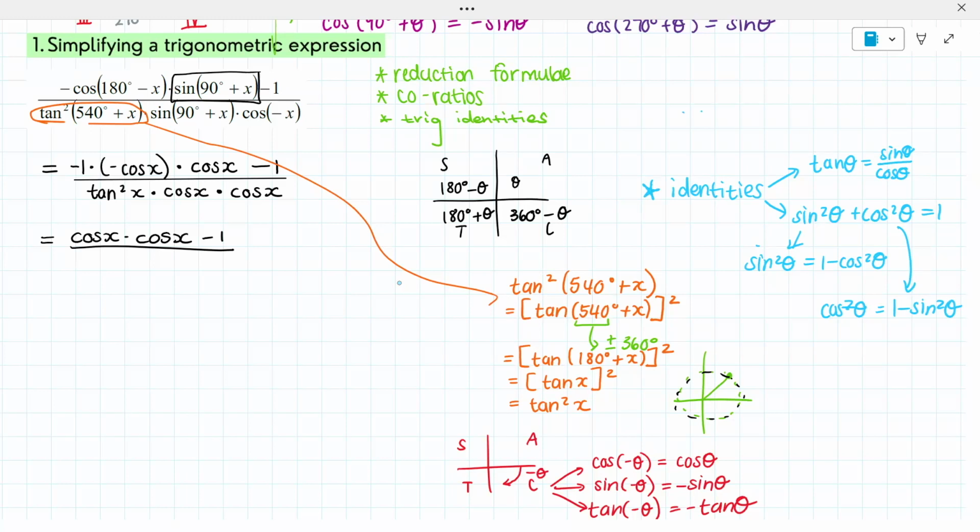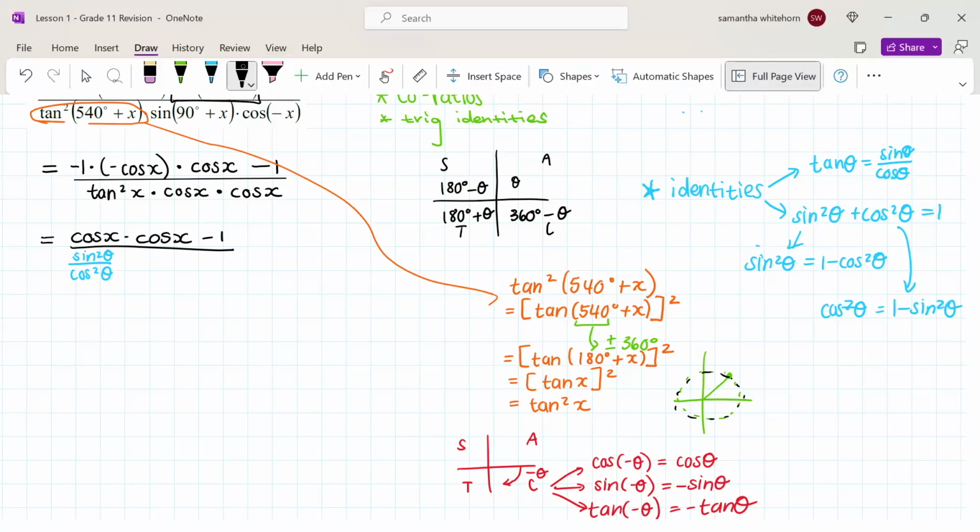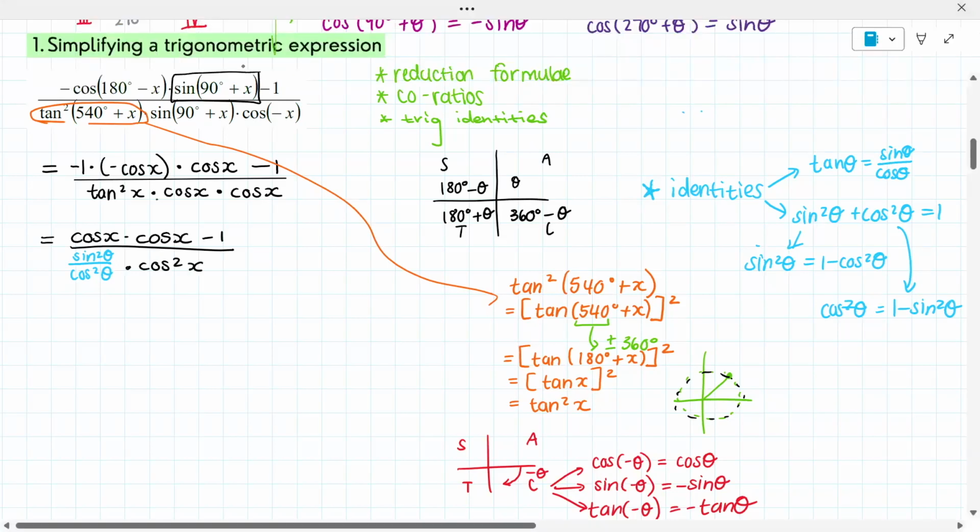Now, this is going to be important because in my denominator, I've got a tan. Everything else is cos. So if I get this to be a tan and use my tan identity, at least I'm introducing a cos here, and I can actually start working with more like factors. So the tan squared x can be changed to sine squared x over cos squared x. You then still have your times cos x times cos x, and cos x times cos x is cos squared x. So I'm going to write it as that.